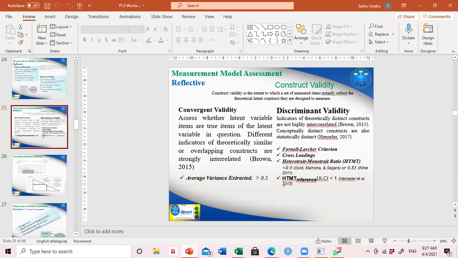If you don't achieve any of this 0.9, 0.85, then you go to HTMT inference and look at whether the upper level confidence interval is less than 1. Then you now say you achieve HTMT. But I believe a lot of people are using the HTMT ratio to show whether it's achieved or not achieved.